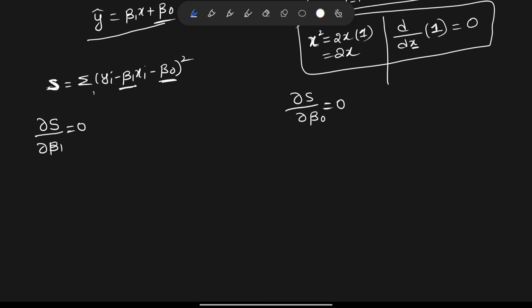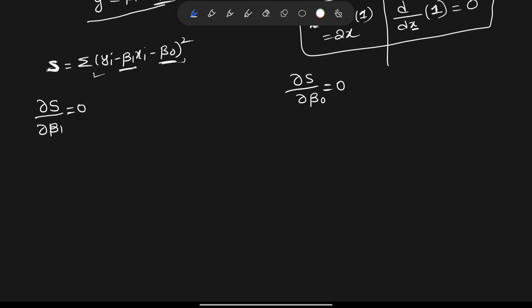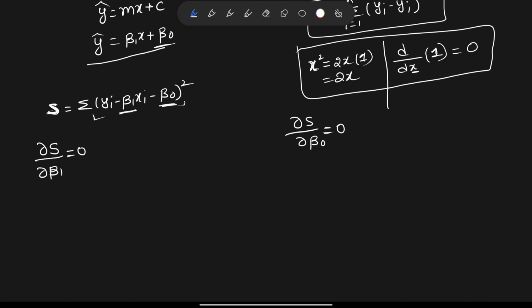Here we need to derive this function. It is in the form of x square, so the derivative of x square will become 2x. So we can write it as 2x. And again we need to derive this x function, because according to the chain rule, since we are deriving with respect to beta 1, any term not containing beta 1 will be taken as a constant, and then it will simply be 0.